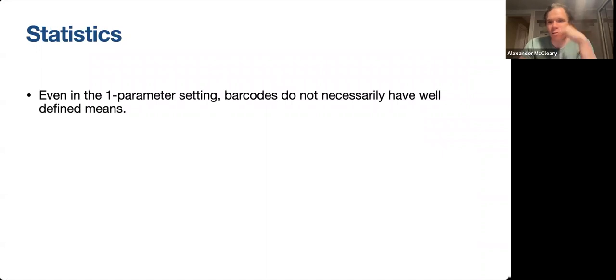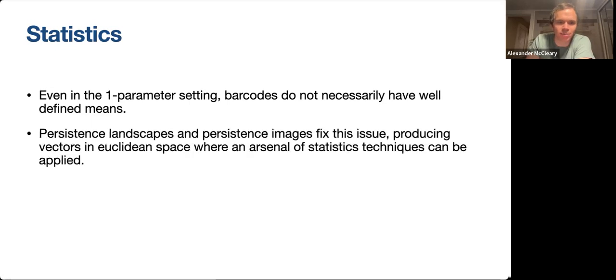So yeah, now let's talk about statistics for a bit. Even in the one parameter setting, barcodes are not very well behaved from a statistics point of view. Even when we're working with just nice one parameter persistence modules, we can't necessarily define means between them. This is something that's quite unfortunate, and there's not necessarily a good notion of means going on here.